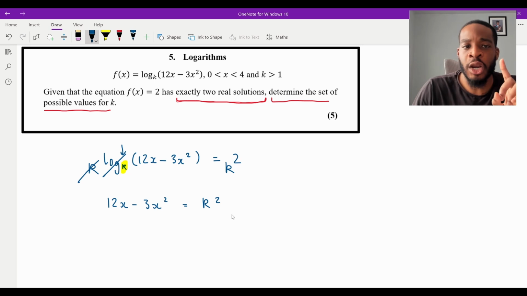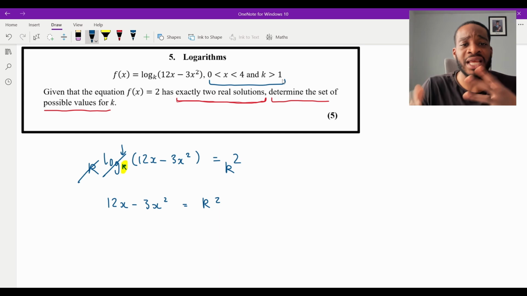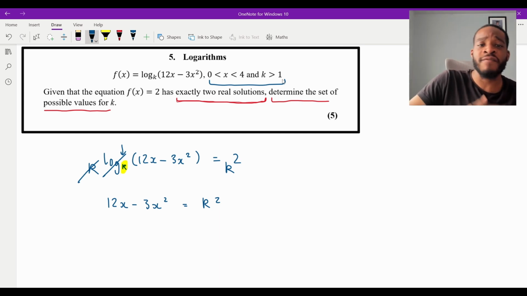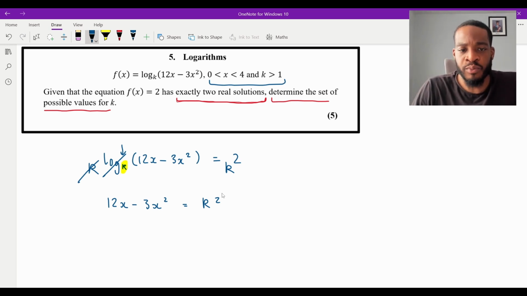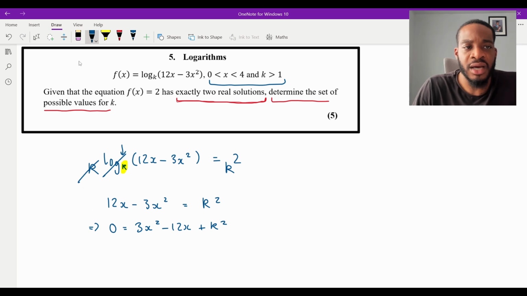Another thing as well, just a side note: always make a note of the restrictions that are given to you, so any restrictions on x or any variables. Always have that in the back of your mind when you do these types of questions, and you'll see why in a second. We know that we are dealing with a quadratic, so let's move everything from left to right so it's in a nice form. So that would be 0 is equal to minus 3x will go to positive 3x squared, 12x will go to minus 12x, and plus k squared, like that. And then I'll just move this to the other side so it just looks nicer.